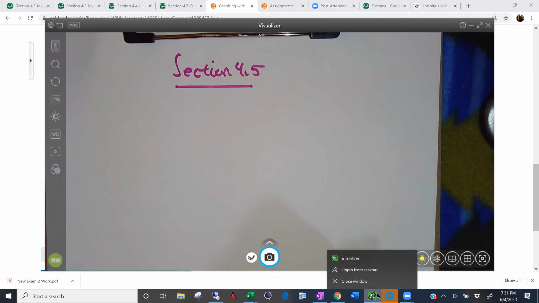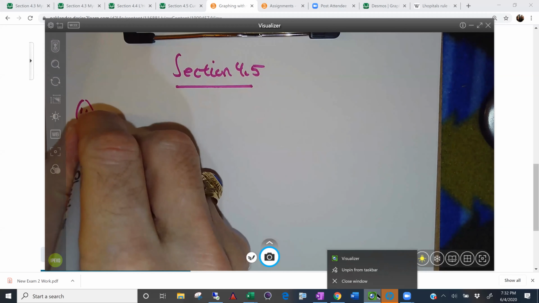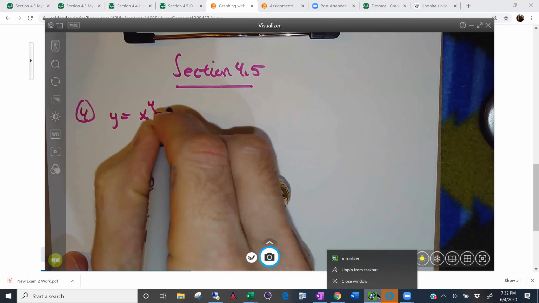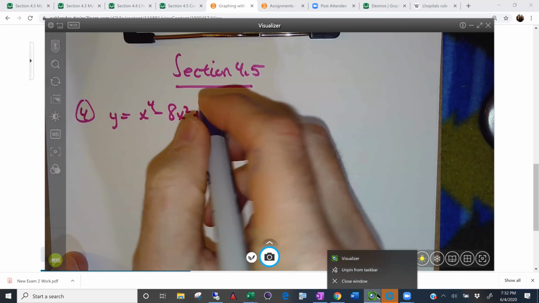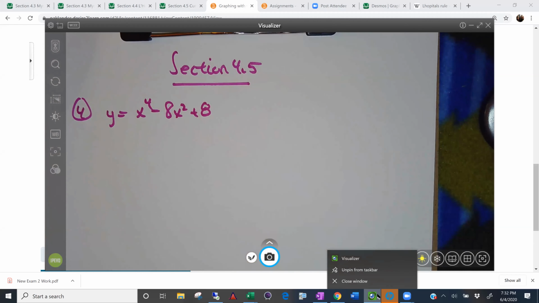So let's take a look at section 4.5, starting with problem number 4. y equals x to the 4th minus 8x squared plus 8. They want you to graph this, and let's just go through all the little steps. I mean, look, you can come up with a graph really easy, and that's fine, but I'm going to want you to find significant points.